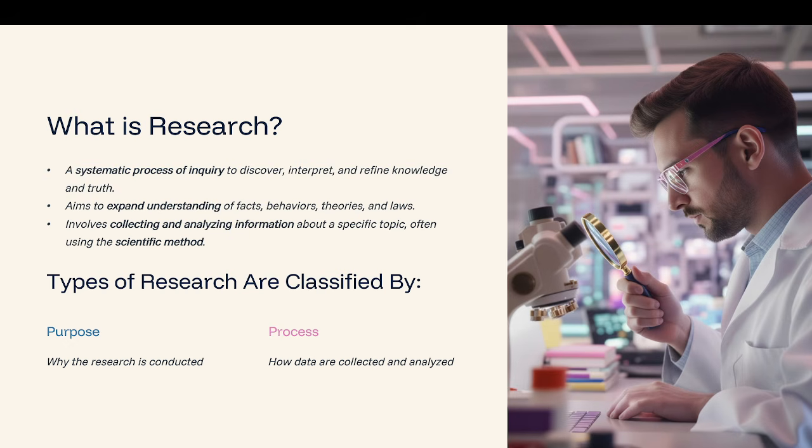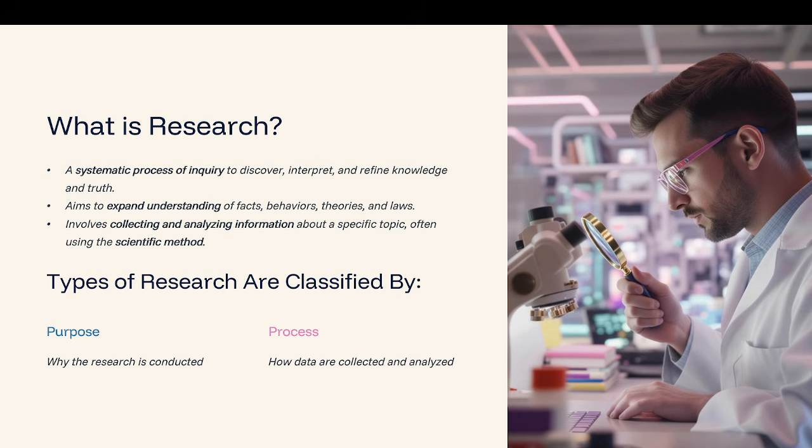So let's begin with something which is very important to understand in your journey, which is research. Research could be defined as a systematic process of inquiry that aims to discover, unveil, interpret, and revise the truth and facts. A research investigation produces and develops a great knowledge of facts, actions, behaviors, theories, and laws. The term research also refers to a collection of information about a particular topic and is usually related with science and the scientific method.